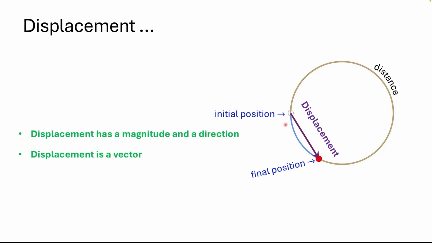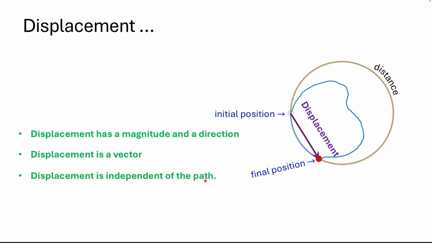To find the displacement, we just need the initial and the final position of the object. It doesn't matter what path the object takes to go from here to here. For example, here there is another path. So, if the object takes this path, or this path, its displacement is the same. So displacement is independent of the path. These are the properties of displacement.